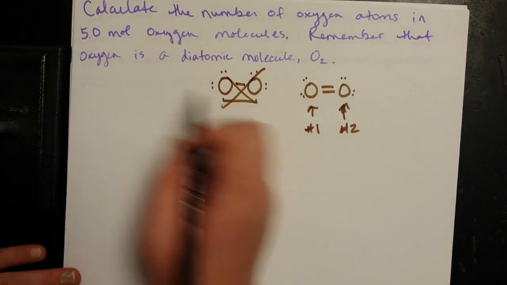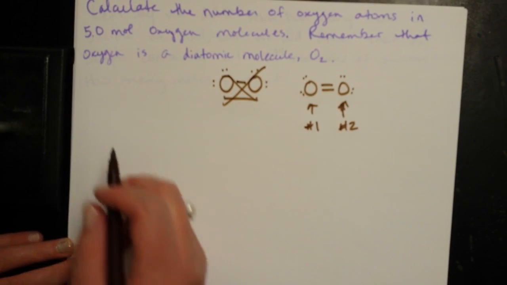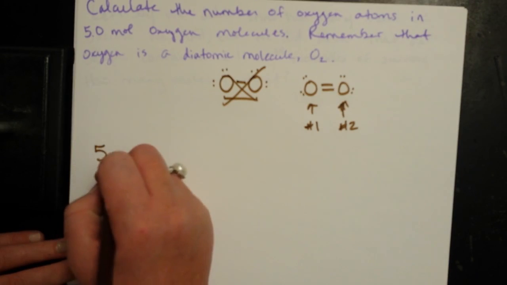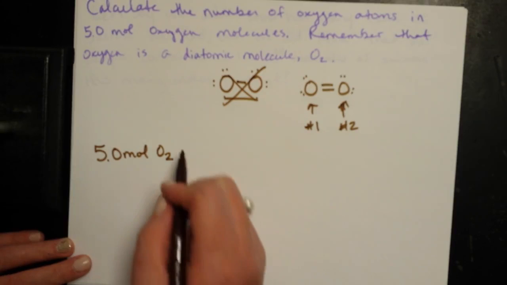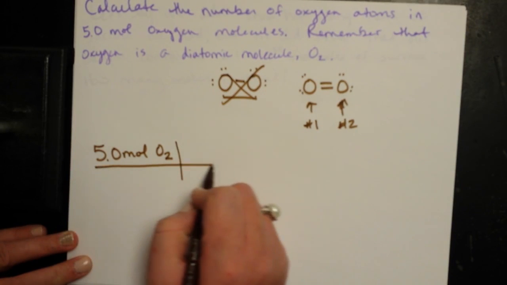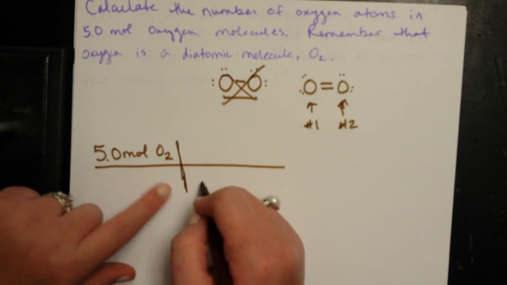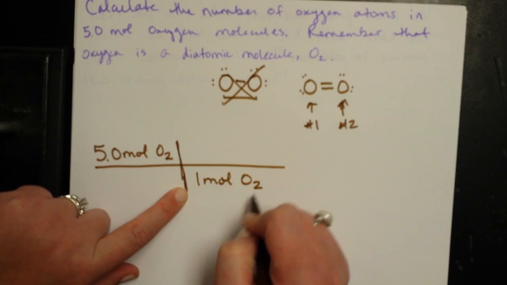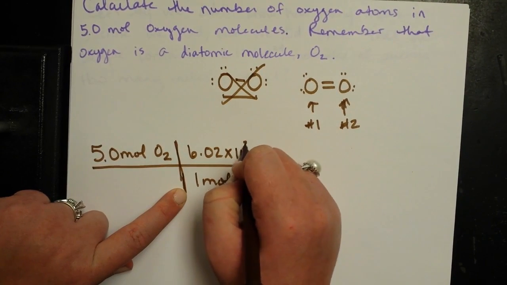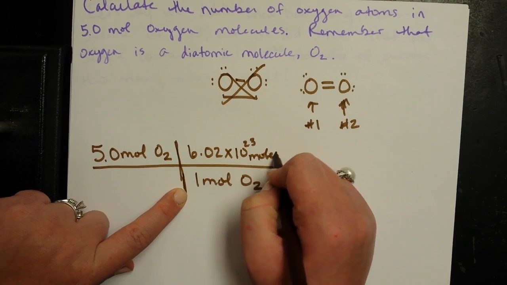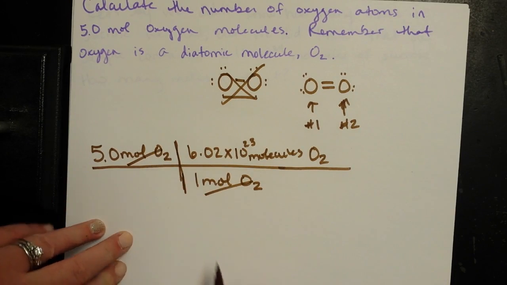So if I've got 5 moles of these molecules, I should have twice the number of atoms, but we can use dimensional analysis to get that figured out. Okay. So I've got 5 moles of oxygen molecule, so O2. Okay. I can go ahead and get that to molecules. So I can get out of moles and into molecules by saying that 1 mole of O2 molecules is Avogadro's number, so 6.02 times 10 to the 23rd molecules of O2. Okay. My moles cancel.